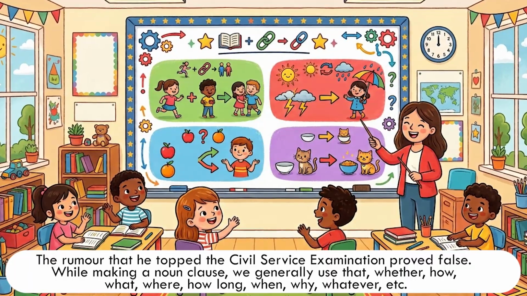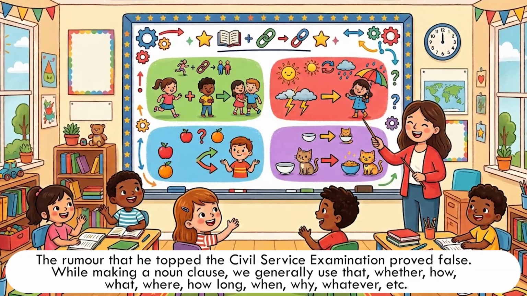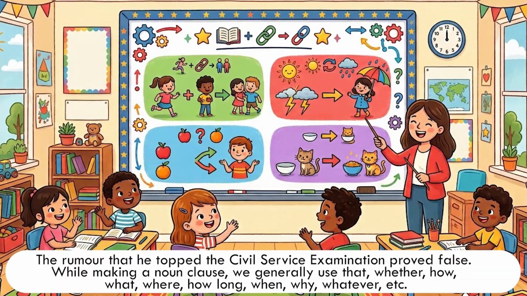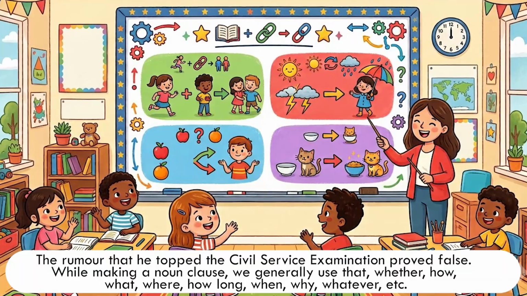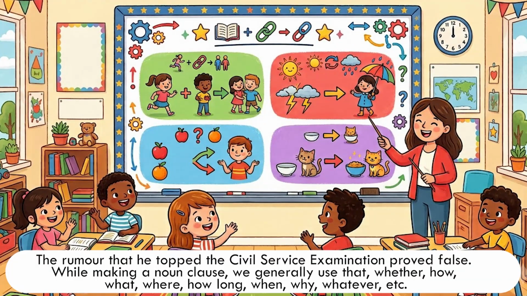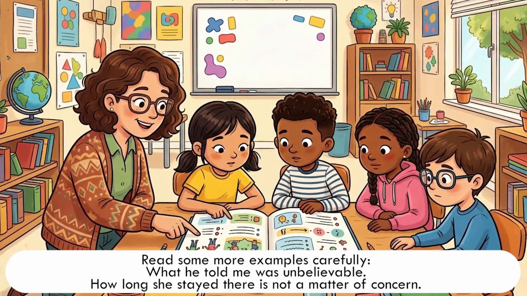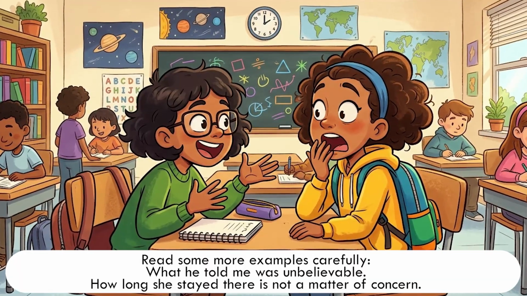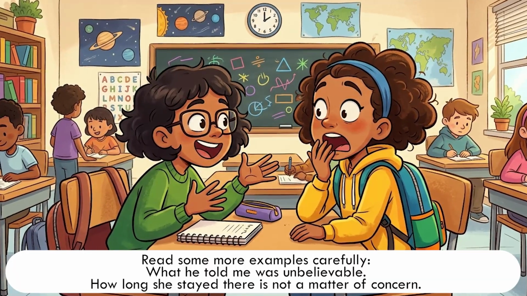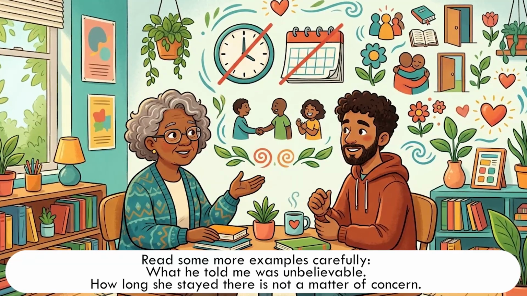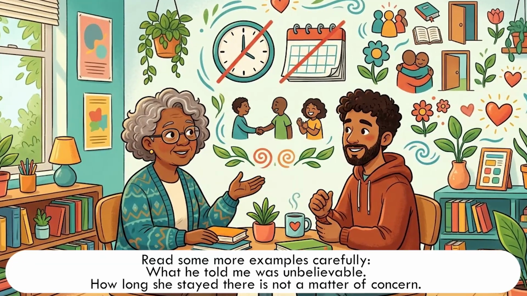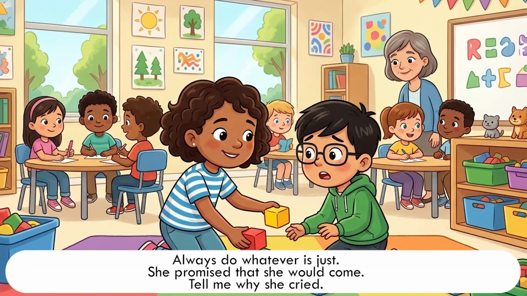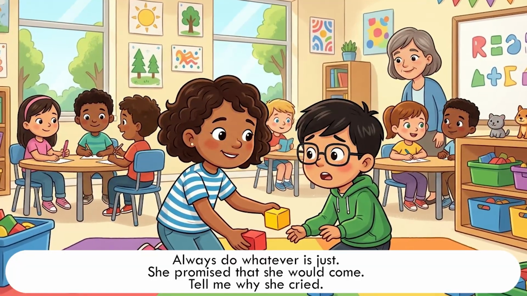While making a noun clause, we generally use that, whether, how, what, where, how long, when, why, whatever, etc. Read some more examples carefully. What he told me was unbelievable. How long she stayed there is not a matter of concern. Always do whatever is just.